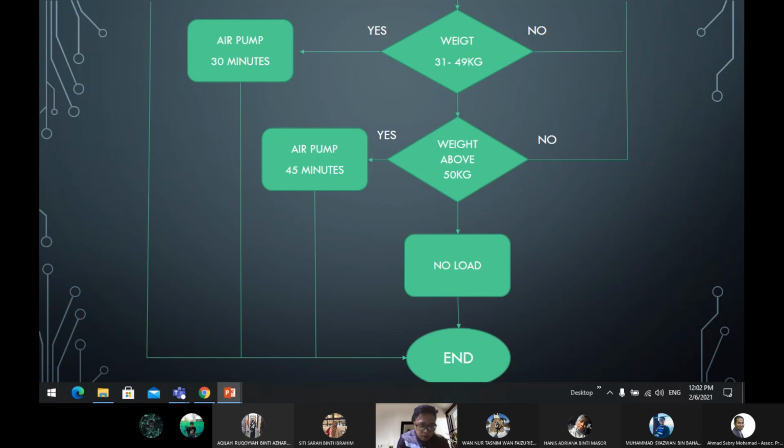So the reason I set the weight at 50 kilograms and lower is that during a sitting posture, the weight distribution gets lower, to about half. Half of the weight is distributed between the legs and the body. My project works based on the weight of the user. The more weight of the user, the longer the pump will turn on.